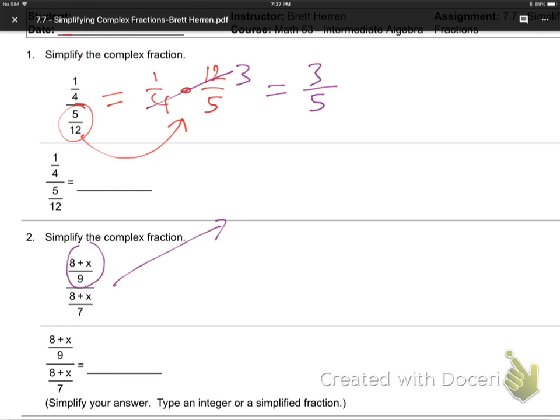Number 2. The top stays as it is. 8 plus x over 9 times, and then what do we do with the bottom? We've got to flip it, because dividing is upside down multiplying, isn't it? So times 7 over 8 plus x. And then we cross cancel. 7/9. Is that good? So dividing is upside down multiplying, so far.